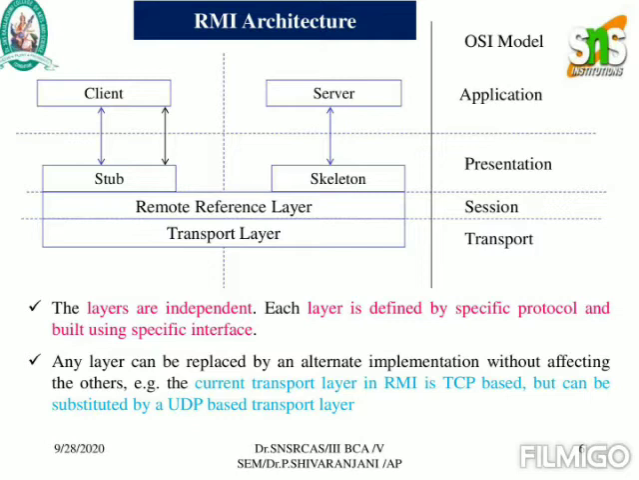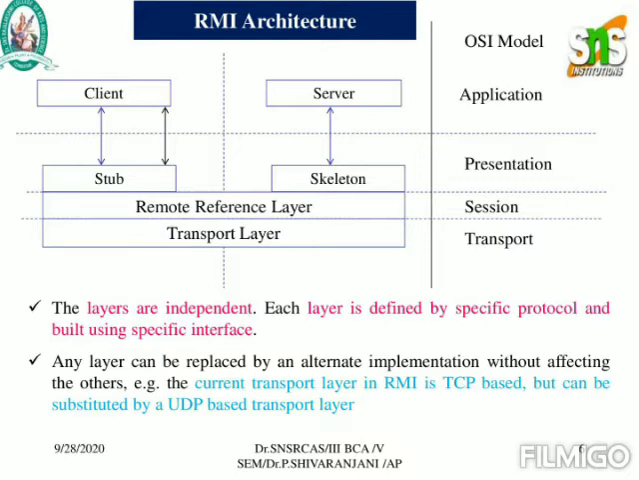This corresponds to the layers in the OSI reference model, the open standard interfaces, where you'll have seven different layers. Here the first layer is the application layer, which is your client or the server, and the presentation layer is your component, either a stub or a skeleton: a stub for the client and a skeleton for the server. The remote reference layer is the session layer. This will help you make virtual connections between the client and the server, and the network connection is made with the help of the transport layer.